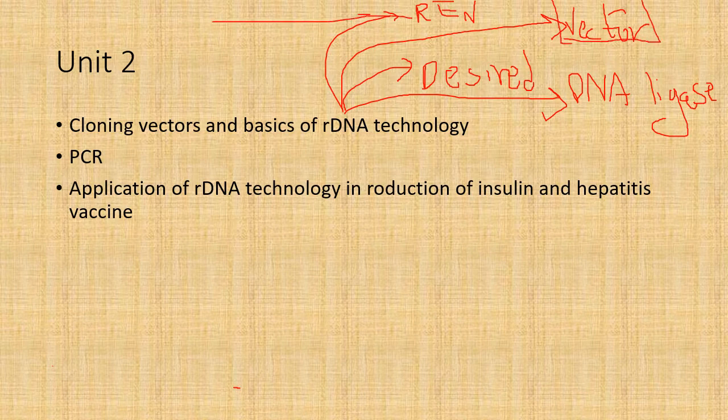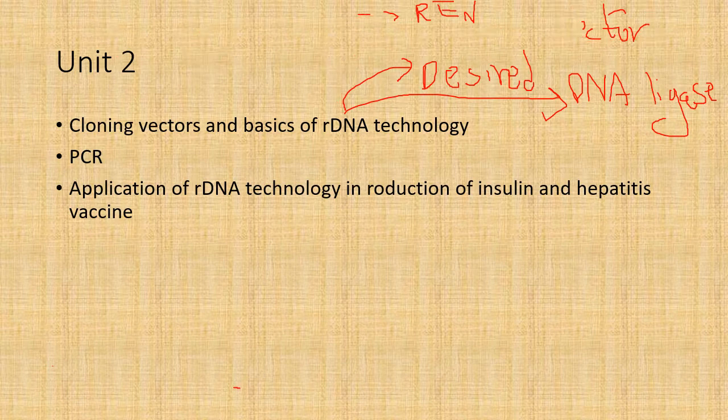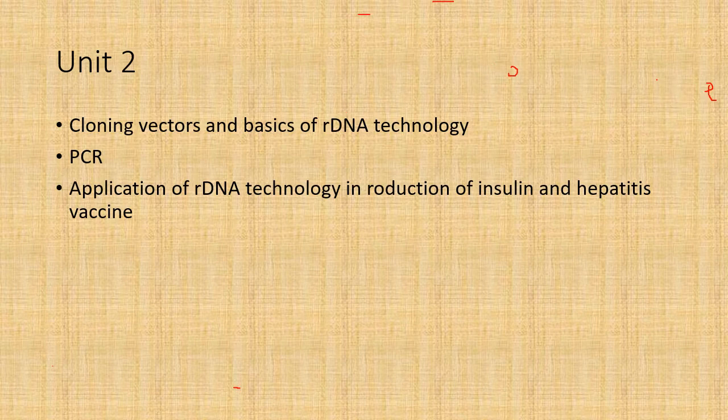Restriction endonuclease further has three types: type 1, type 2, and type 3. Type 2 is most commonly used and very important due to its specificity. Next we have PCR, that is the polymerase chain reaction. PCR is very important because it helps in DNA in vitro amplification. Remember the word in vitro amplification.